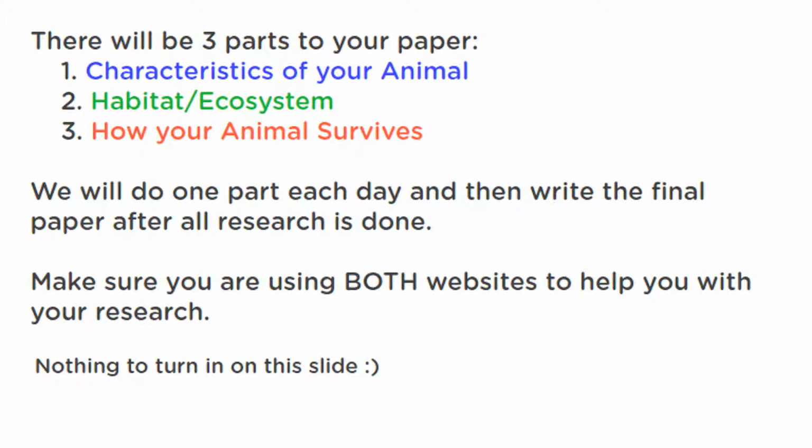On slide 2, it just lets you know that there are 3 parts to your paper. 1, the characteristics of your animal. 2, the habitat and ecosystem. And 3, how your animal survives. I've color-coded them in hopes that it will help you as you move along to know what part you're in. And we will do 1 part each day and then write the final paper after all of our research is done. So it's very, very important that you do not get behind in getting these things done, because we will move on and do another part each day.